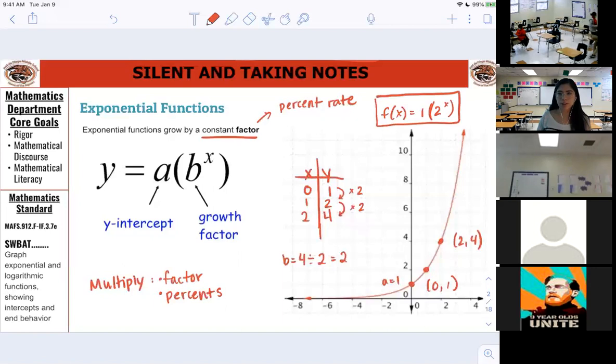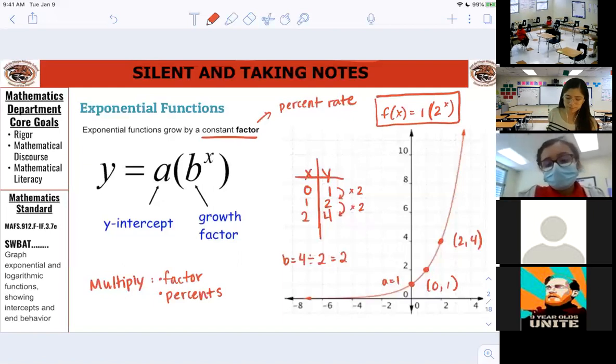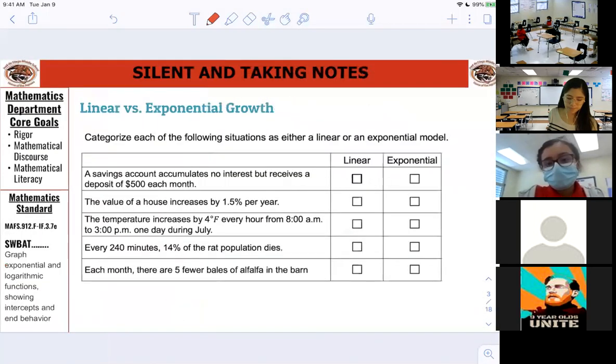Okay, so do I have any questions so far? Because we're going to do a couple more examples, but do I have any questions so far? Wait, how do you get the 1 and 2 again? What does A represent? The y-intercept. What does B represent? The growth factor. There you go. Okay, never mind. Thank you. You're welcome.